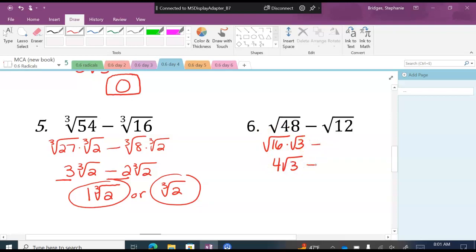And then we're going to look at 12. Is 12 on my list? Nope. Closest one to it is 9. That doesn't go in, but 4 does, right? So we'll split that into the square root of 4 times the square root of 3, which turns to 2 square roots of 3. Am I able to do the operation now? Yep, they are the same. And what is 4 minus 2?